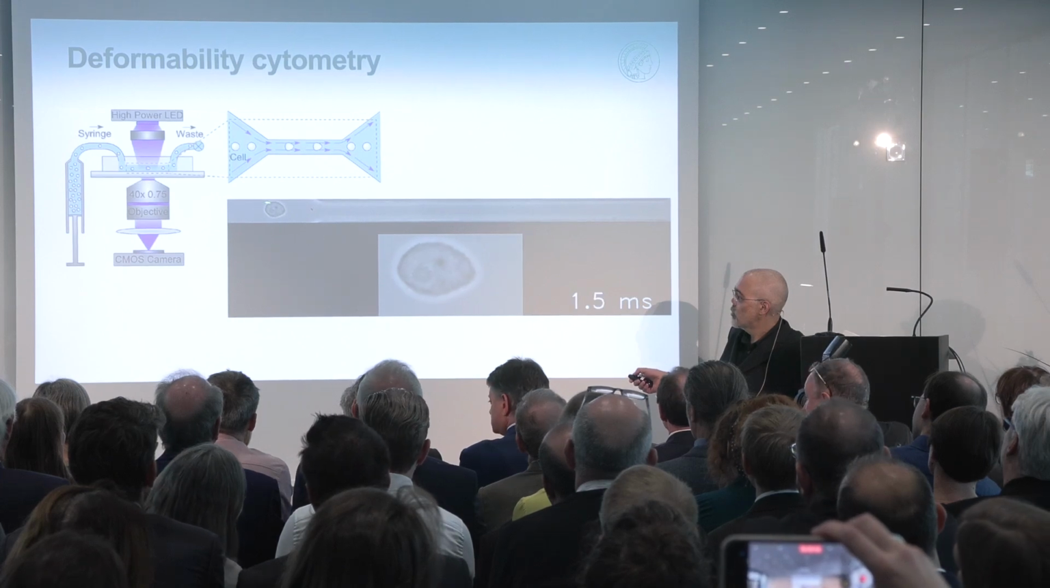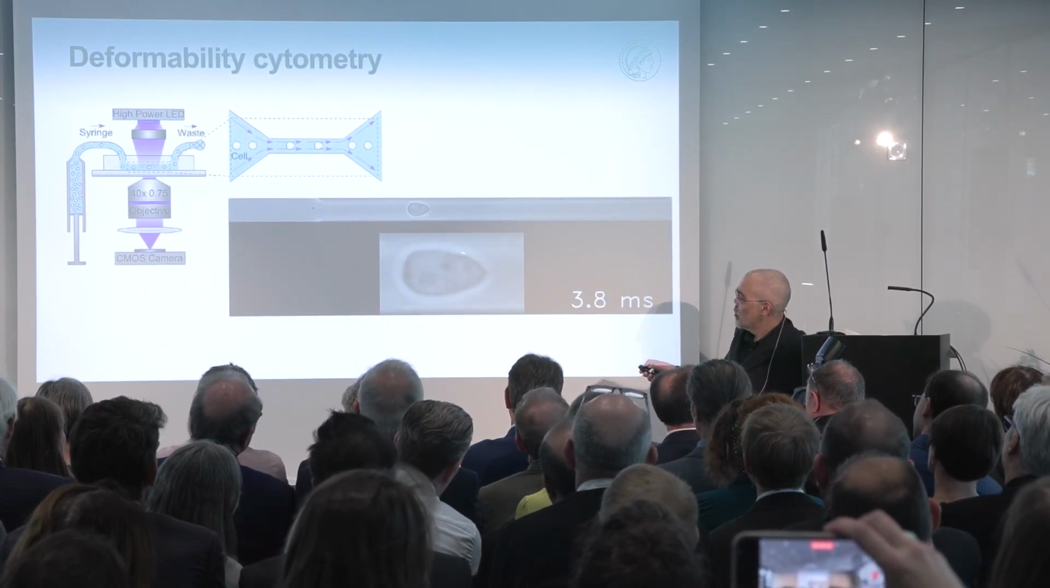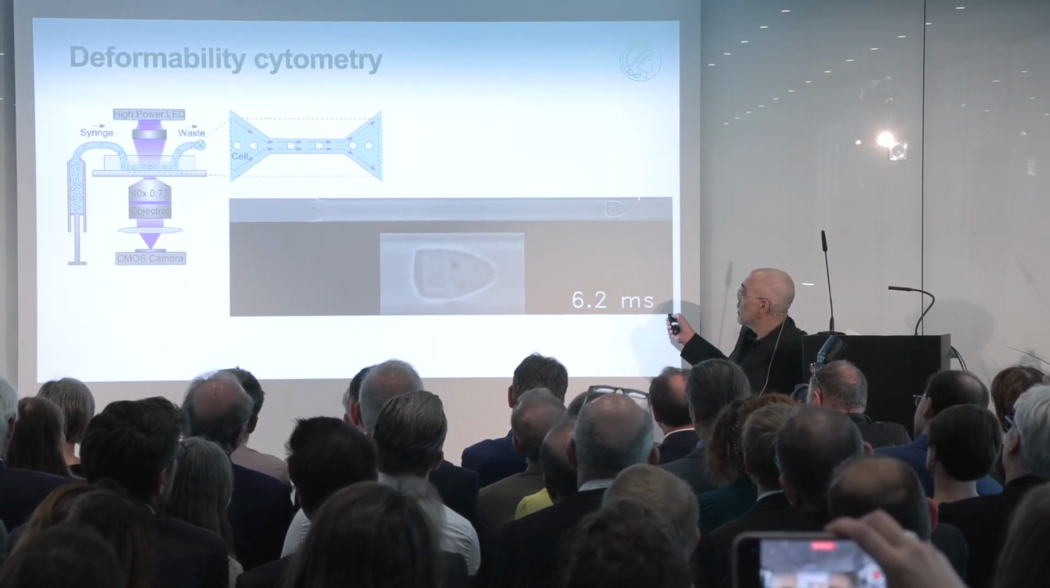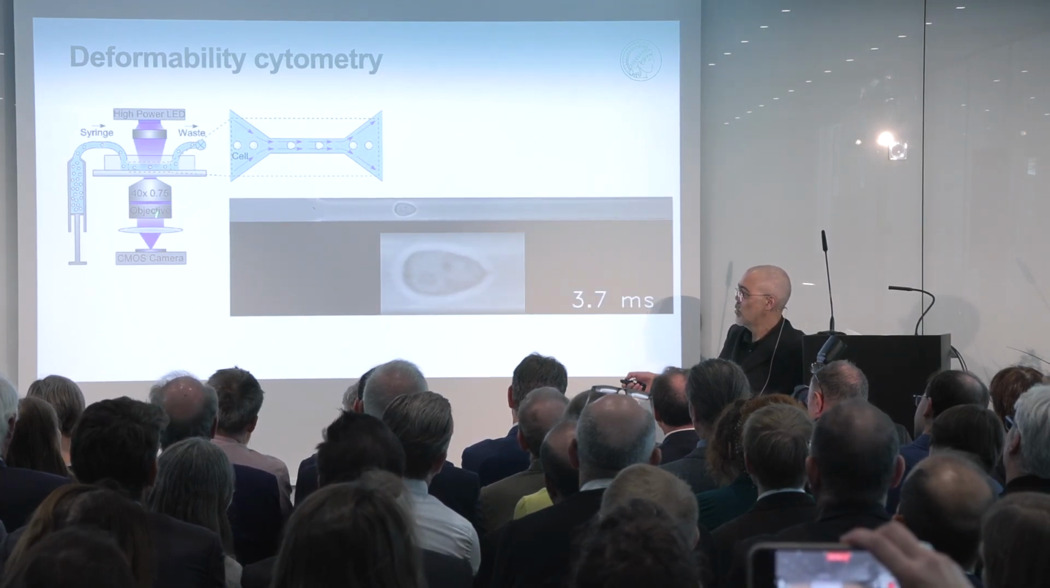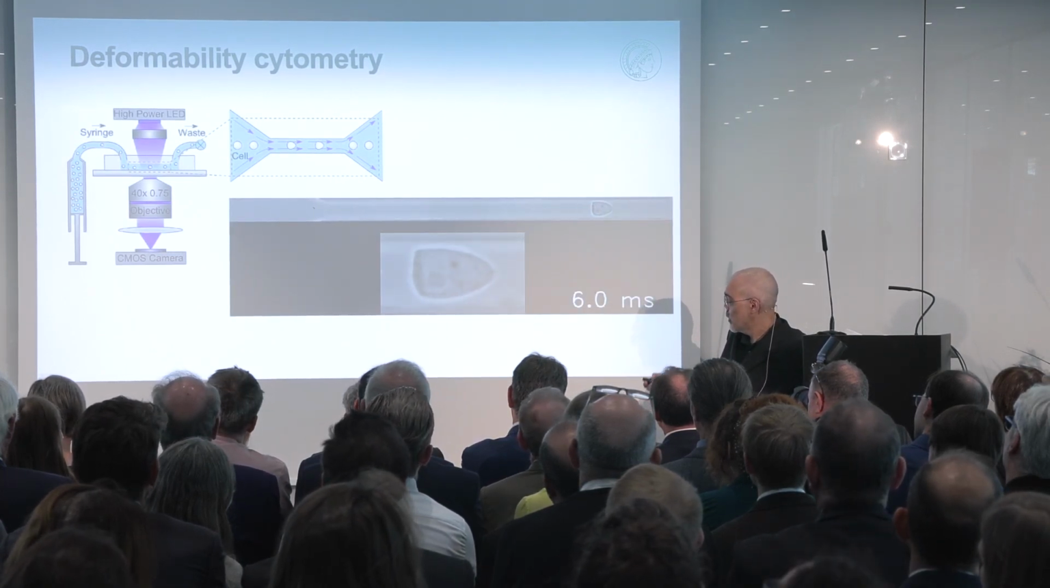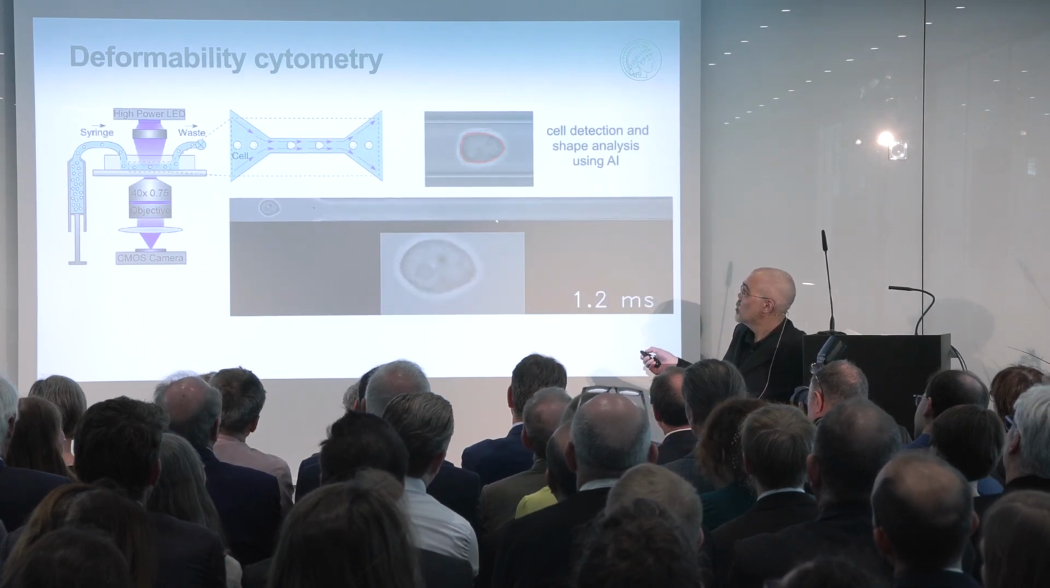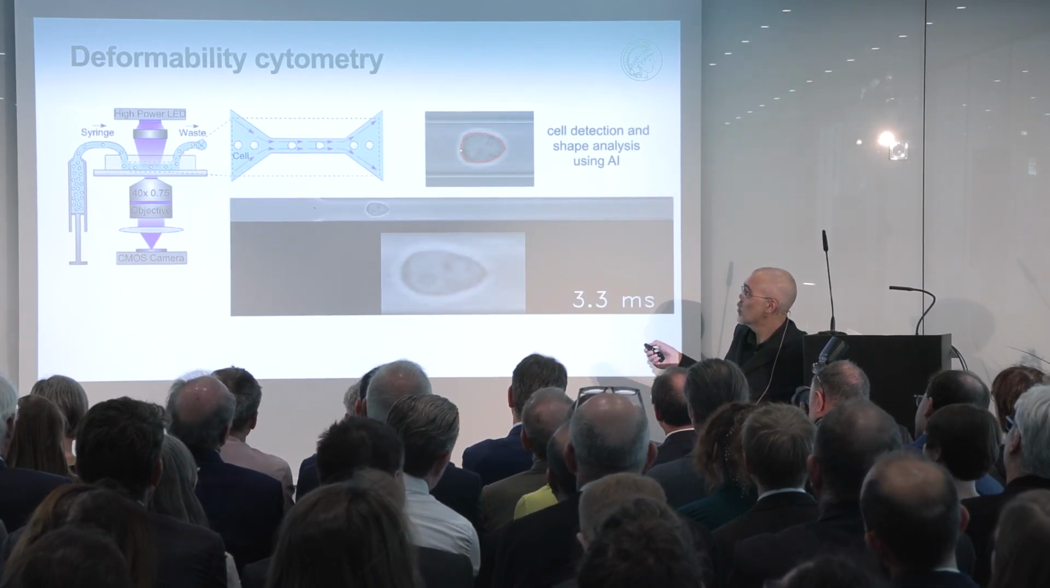So you see an initial spherical cell is first elongated, and then eventually reaches this bullet-like shape. And here at the end, we actually take images of these cells. This is done on an advanced microscope with a very fast camera. We have algorithms to identify whether there's a cell present, to detect the contour.